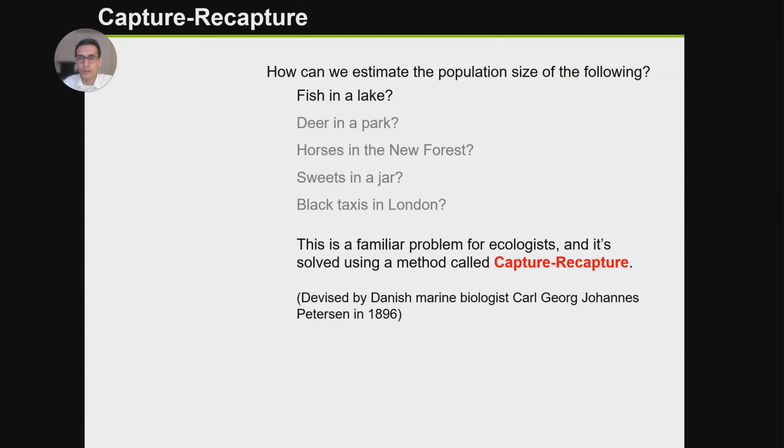So imagine if you are trying to estimate the population size, the number of fish in a lake. It doesn't make practical sense or economical sense, or perhaps it might not even be possible to capture every single fish in a giant lake. So we're going to have to estimate the population, and this is where Capture Recapture comes in.